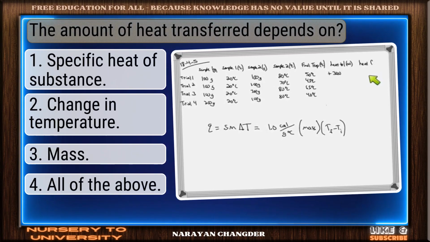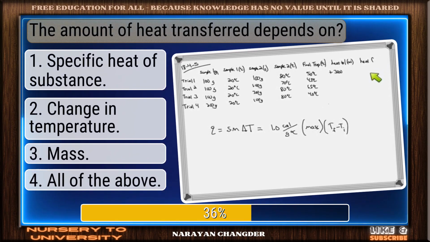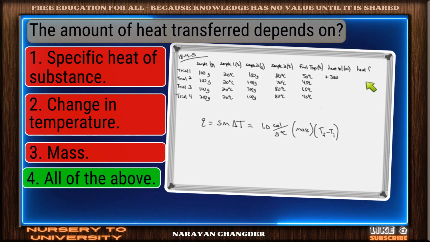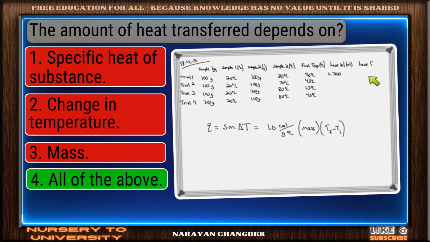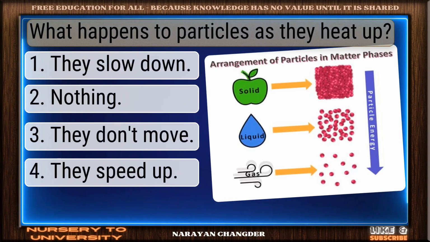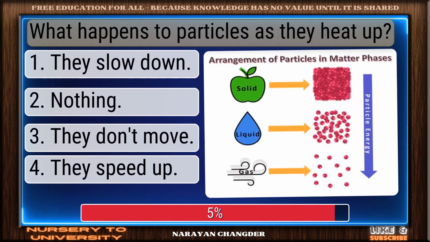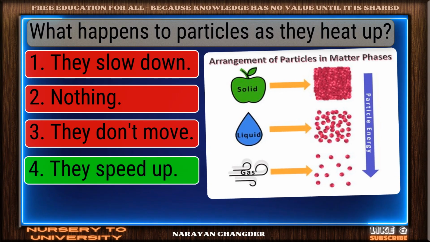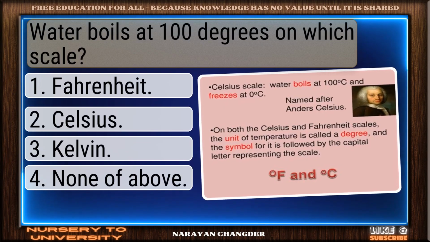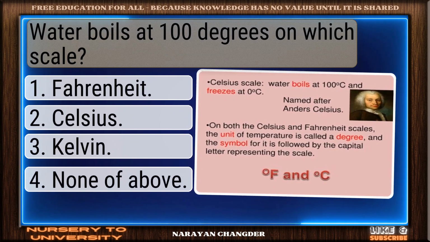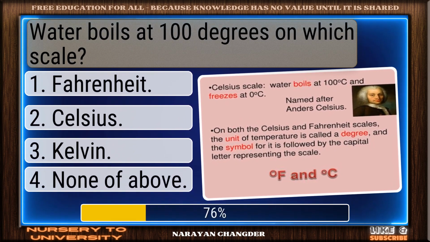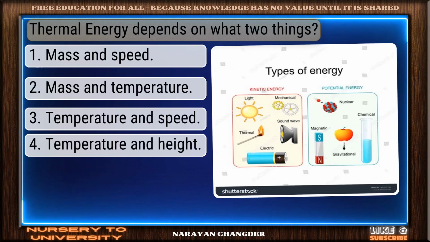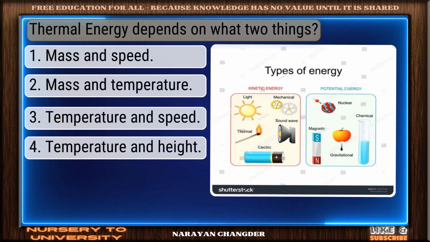The amount of heat transferred depends on? Exactly. All of the above makes sense, and it is the right choice. What happens to particles as they heat up? Good thinking. They speed up is the right answer. Water boils at 100 degrees on which scale? Correct. Celsius is the right answer. Thermal energy depends on what two things?